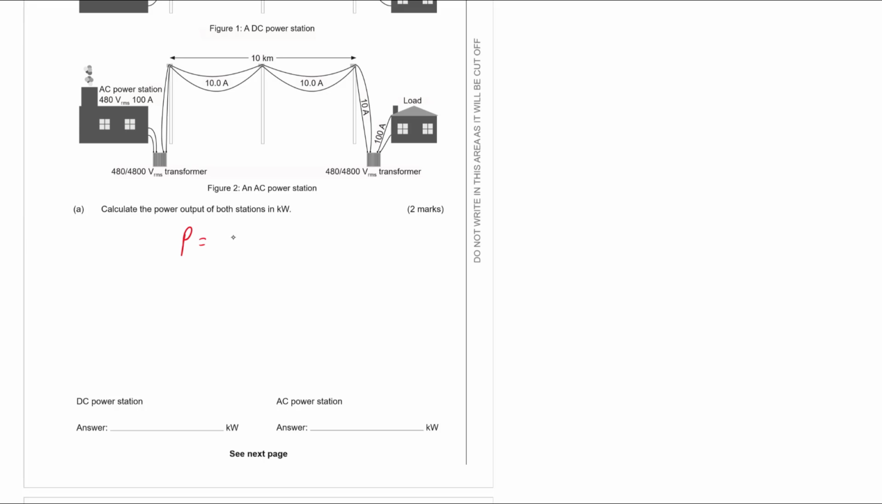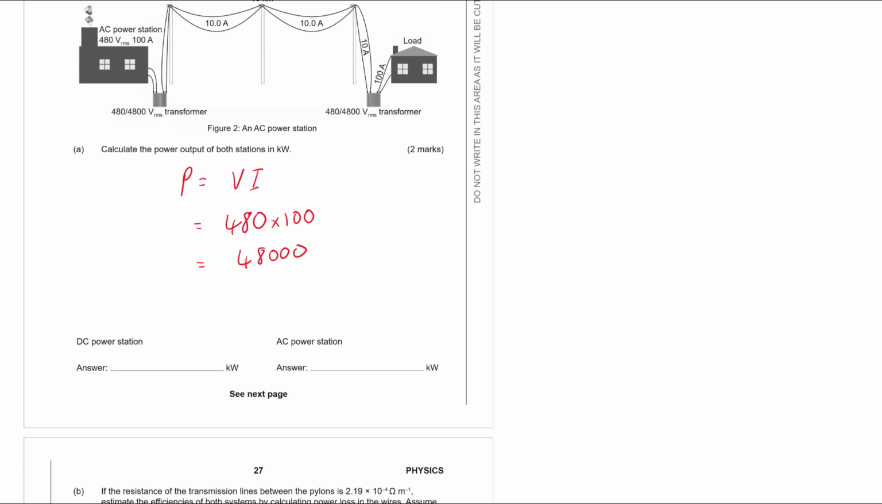So the power generated is going to be equal to the voltage multiplied by the current. So that's going to be equal to 480. This is for both of them because they both have the same voltage and the same current. And what you end up with is 48000. Ask for it in kilowatts. So the answer you're looking for is 48.0 and 48.0. And there's your 2-mark question right there.